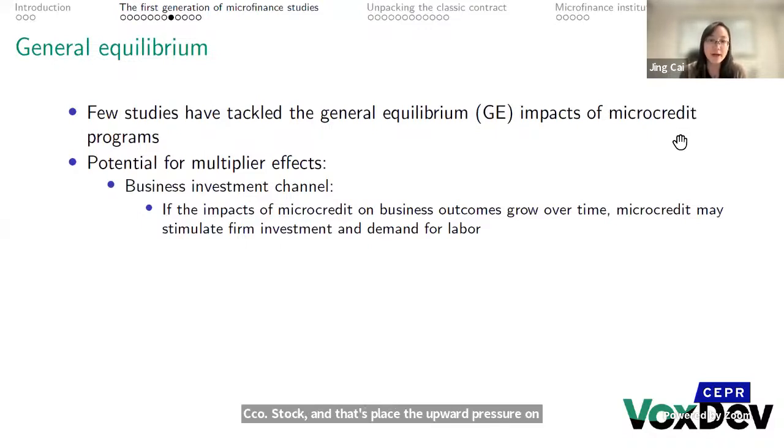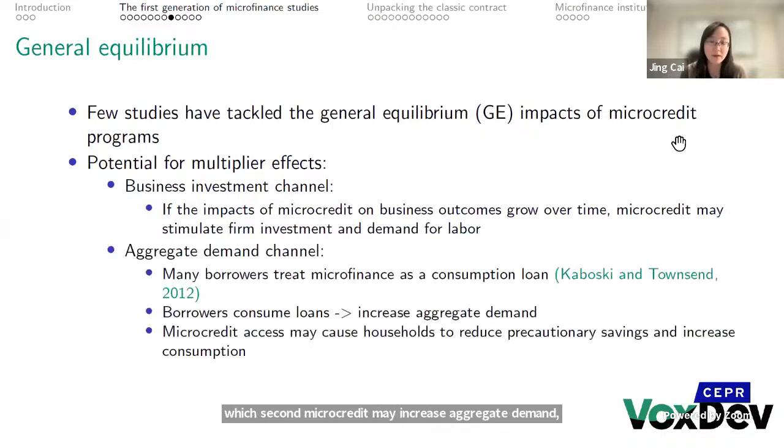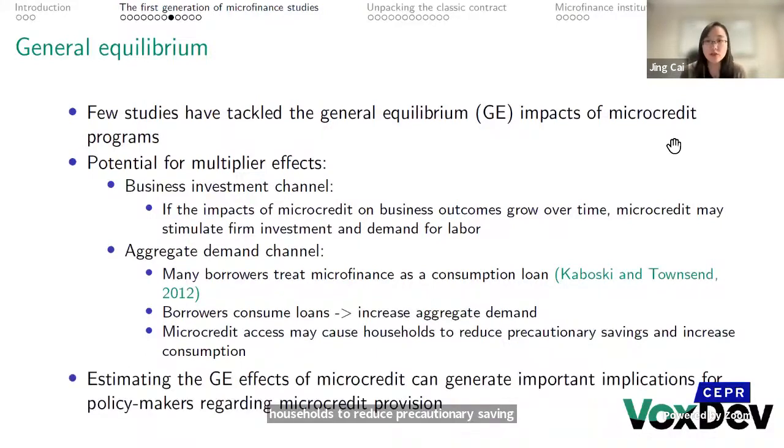Second, microcredit may increase aggregate demand because many borrowers use microcredit as a consumption loan. Moreover, microcredit access may also cause households to reduce precautionary saving and increase consumption. However, it's challenging to estimate the GE effects because it requires market level variation in access to credit. In other words, it needs a quantitatively large and exogenous shock to credit supply, and it also needs the shock to play out at the level of the entire labor market.